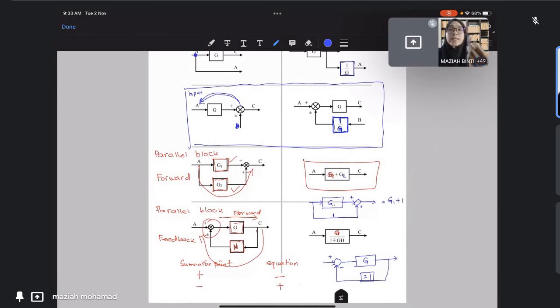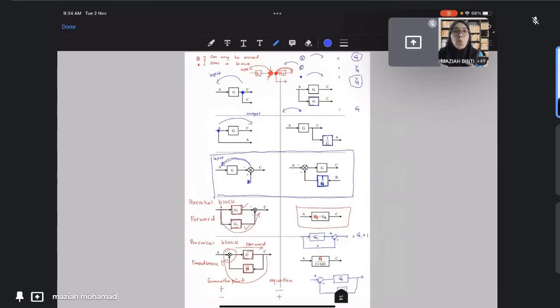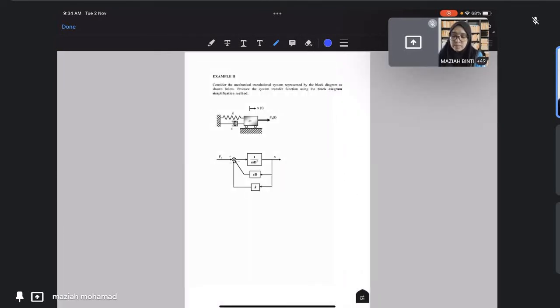So that is the five rules. Series block, you're going to multiply it; moving a summation point; moving a pick off point; parallel forward block, you're going to add it together; and then parallel feedback block, you're going to use the equation G over 1 plus or minus GH. So you need to remember these rules, because we're going to use them when we simplify any block diagram.